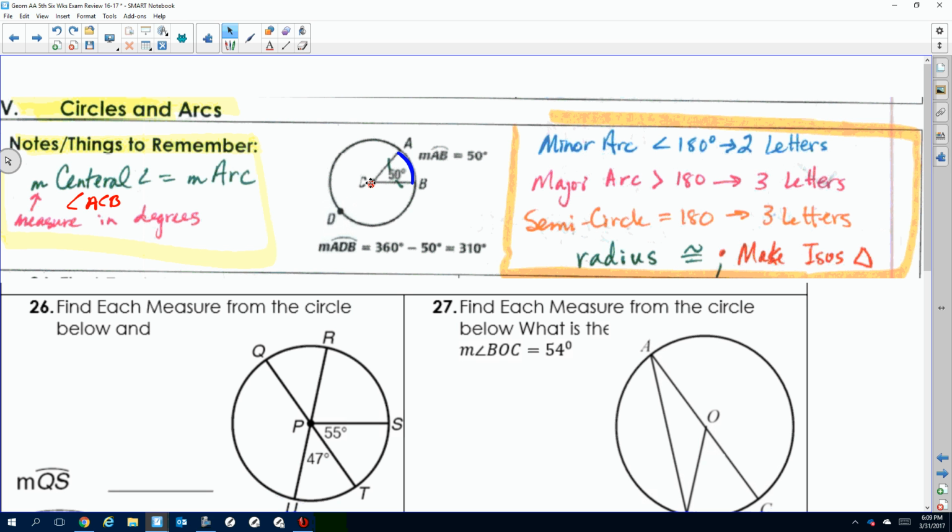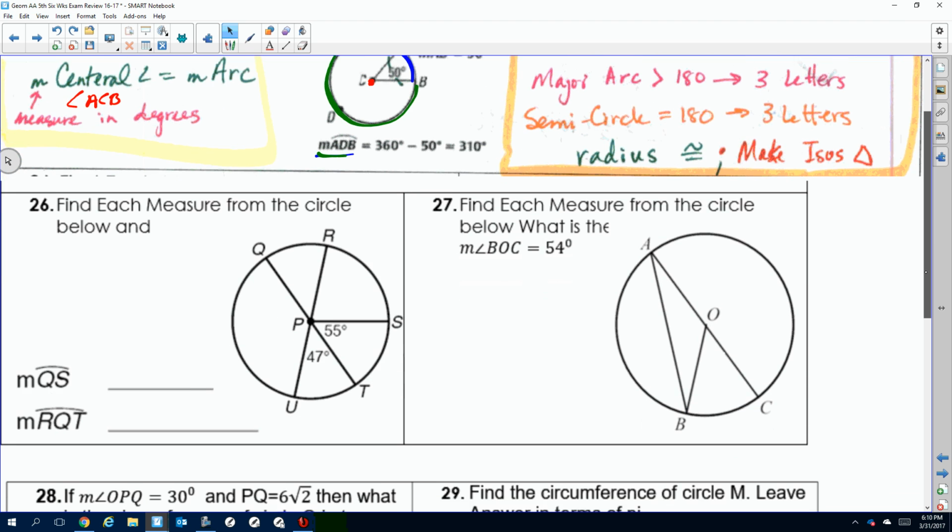And the major arc, that's an arc that's greater than 180, so you have 3 letters. Down here, the major arc ADB, I should have done that in green. So that would be this curve here. To get to that, I do 360 minus the 50, because it has to be greater than 180, and a full circle is 360. And a semicircle, which you can use for problem solving, is half a circle, which equals exactly 180. And remember that your radii are congruent, and sometimes they can make an isosceles triangle.